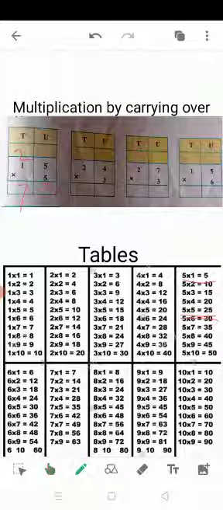The answer has come 12. I split this number, and I remove 1 ten and carry 1 over to the 10 side, and the remaining 2 units I'll write on the unit column. On the 10 side there are 2 tens. 2 tens multiplied by 3. So I will read the table of 3 till 2.